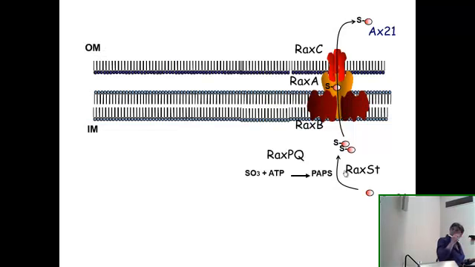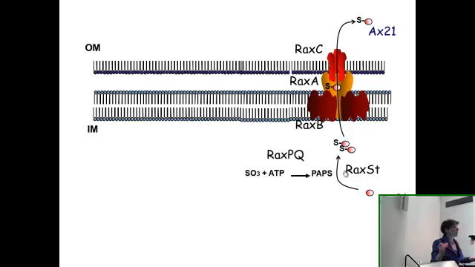Okay, so I want to just recap a little bit what I just told you. AX21 is conserved. It's conserved because it's important for cell-cell communication, and it has this important activity inside the cell. It's sulfated by RaxST, and then the leader of the sulfated Ax21 is cleaved. Ax21 is secreted outside the cell, where it interacts with the XA21 receptor.